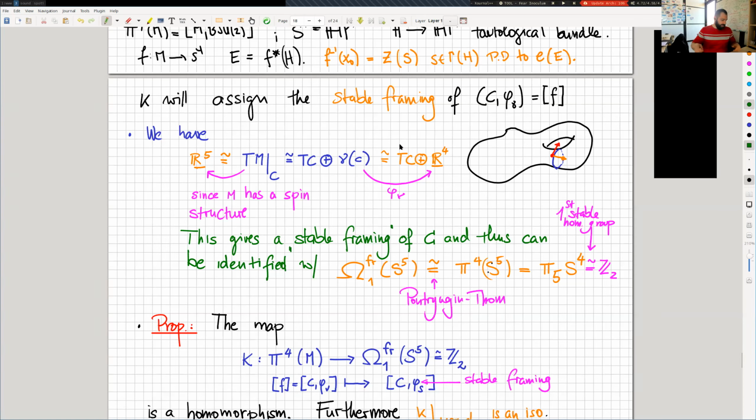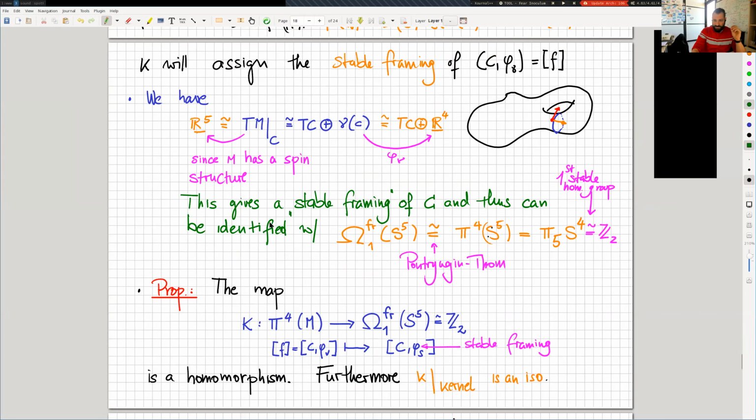When you do a little bit of this yoga of stable framing, you end up with the following. If you have a one-dimensional submanifold with such an isomorphism, this gives you a stable framing, and this can be identified with the bordism group of normally framed one-dimensional submanifolds of S5. Okay, this is just again a black box. You have to believe me, but this is just how you get a so-called stable framing and what you can do with a stable framing.